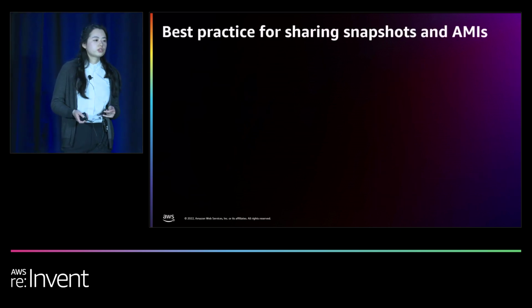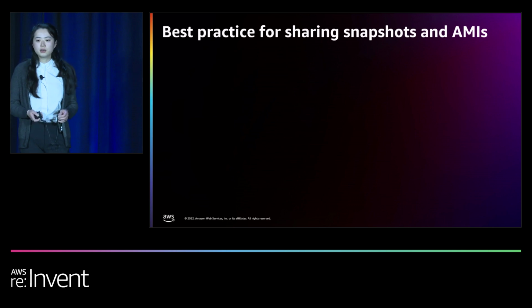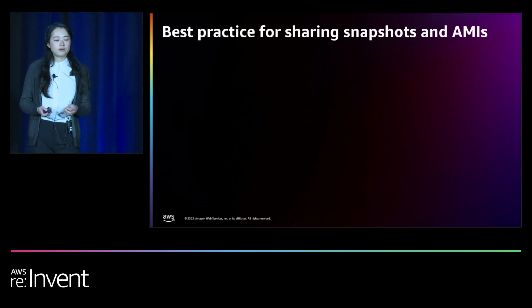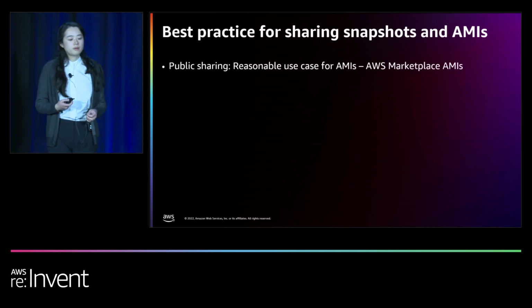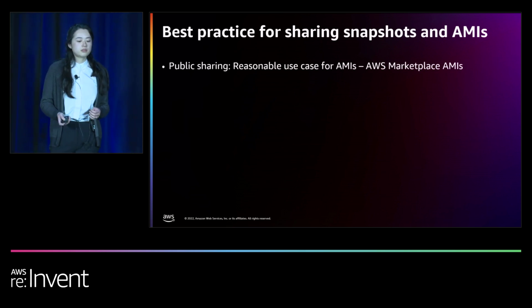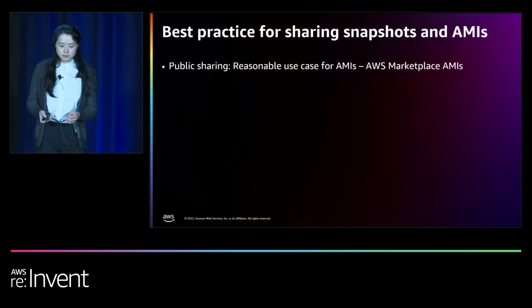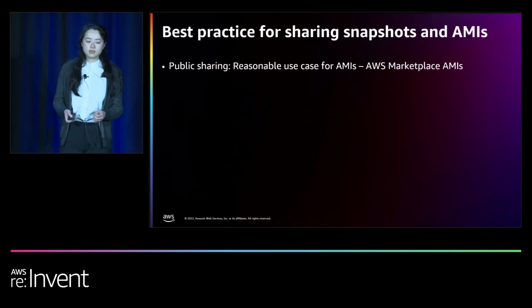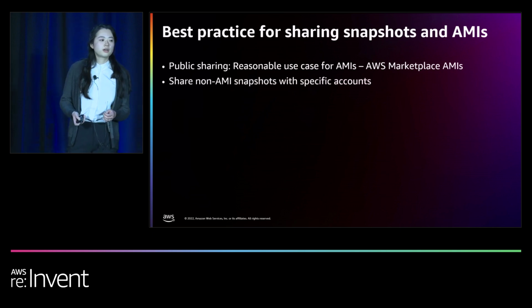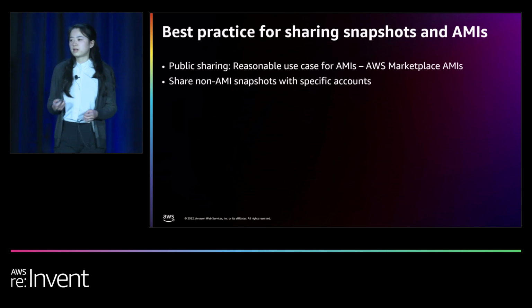Now, we would like to share some best practices for sharing snapshots. By default, snapshots are not shared. You have to enable sharing with either specific accounts or publicly. For public sharing, it is a reasonable use case if you're listing your AMIs in the AWS Marketplace. But in general, for the majority of customer use cases we see, you actually don't need public sharing. You just need to share it with specific accounts.